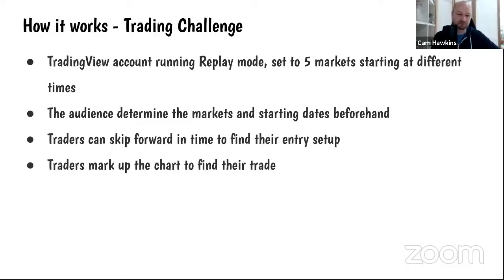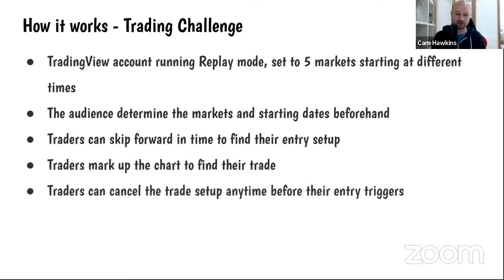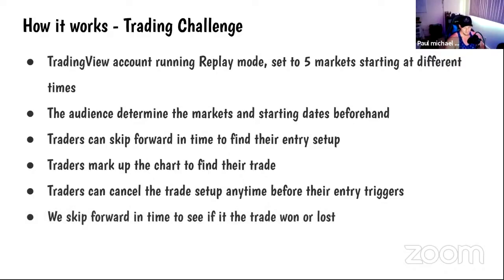So traders can mark up their charts to find their trade, and then you can cancel the trade setup anytime before your entry triggers. What this means is if there's a sign that the trade's not going to work in your favor, or you're not going to take that entry, then you just say, okay, I've cancelled it, at which point we just keep going through the bars until you find another setup. Okay, does that make sense? Yep. Cool.